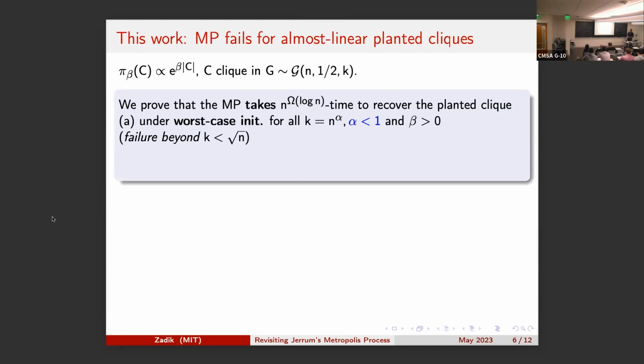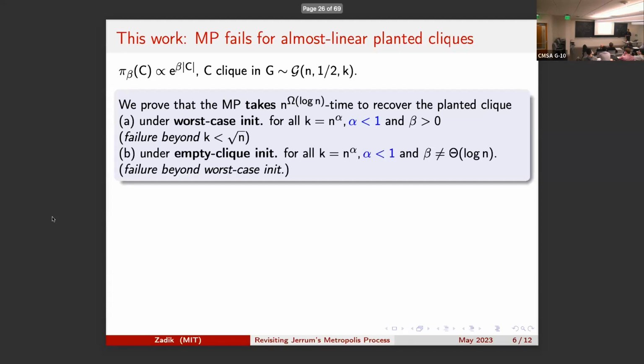If you allow me to do worst-case initialization, as is classically done, as I was explaining, then we can prove it for any k = n^alpha where alpha is less than one. This is not a typo, right? All the way to where it's a fraction of the whole graph, and for any positive beta. So this is the same as Jerrum's result, if you want, but with a half becoming one, and a little bit more, but I'm going to explain. So that's the first result.